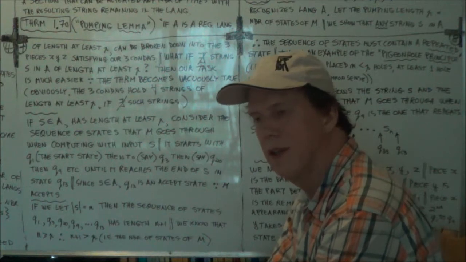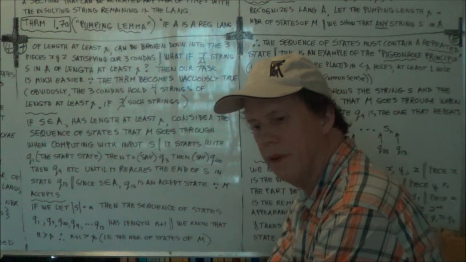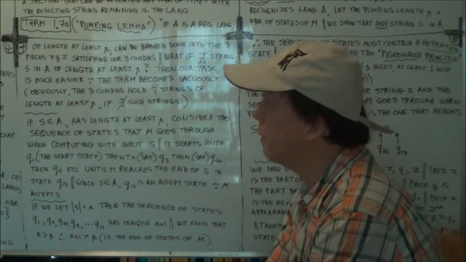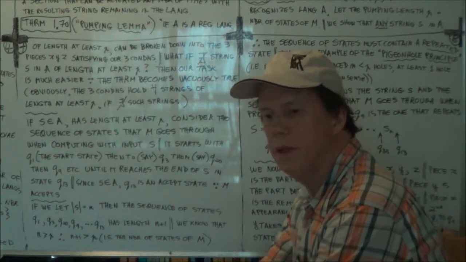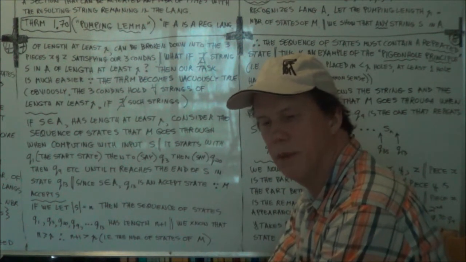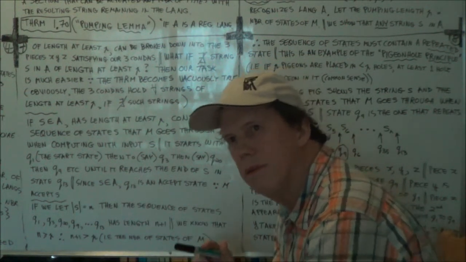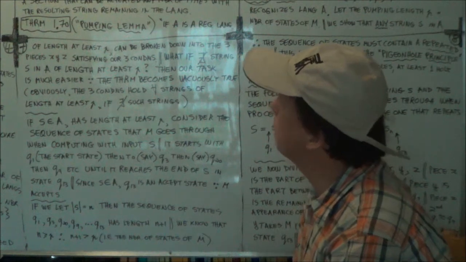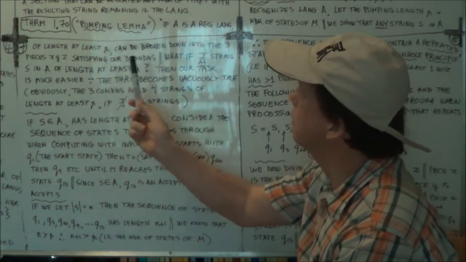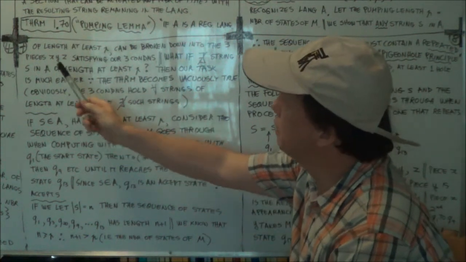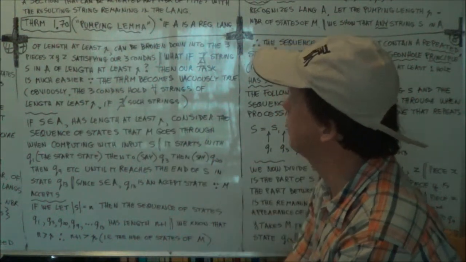String, let's say string S, that has a length larger than the pumping length, little p, and we set little p equal to the number of states in the machine M. Right? And we're now trying to show that that string S can be split into the three parts, x, y, z, that satisfy the three conditions.